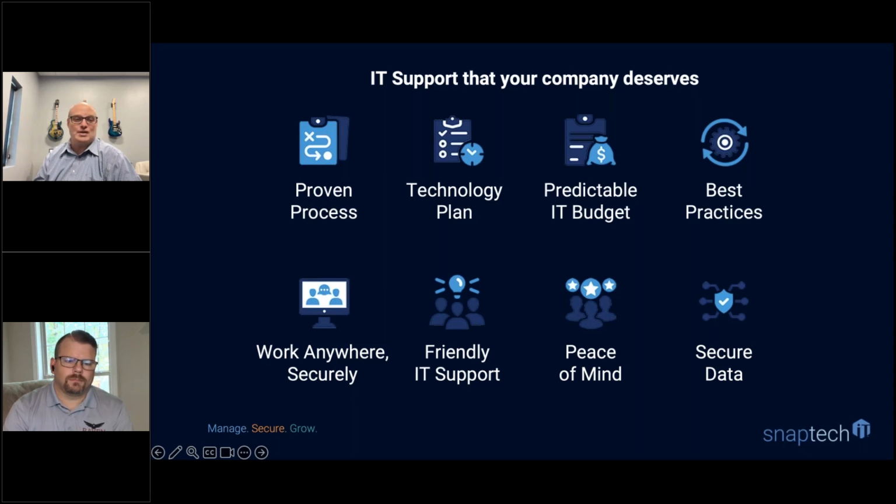They are one of our offices, and they're not just tech nerds, they're also pretty friendly people that you can develop a relationship with, know and trust and understand. So it's all about creating peace of mind and making sure you're secure.